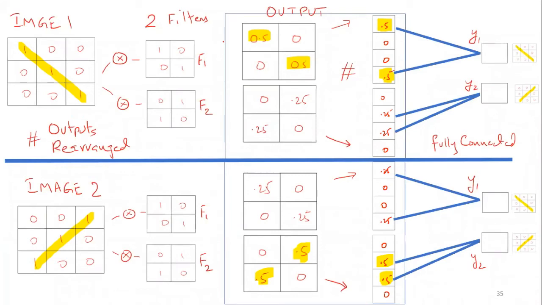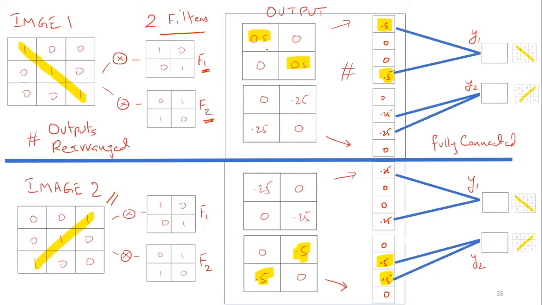So let's say we have these two images and we're going to apply the same filters. So we have filter F1, which was the same as earlier, and F2. And these are two examples, two cases, okay? The top case and the bottom case. The top case is applying the two filters on image number one, and the bottom case is applying the same filters on image number two, okay?